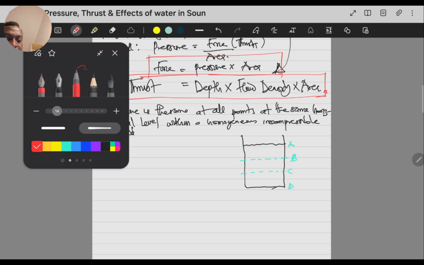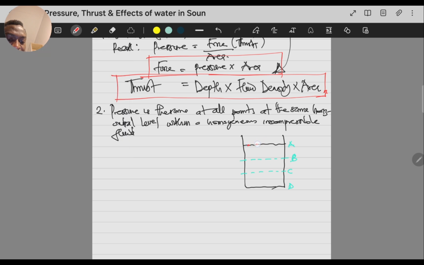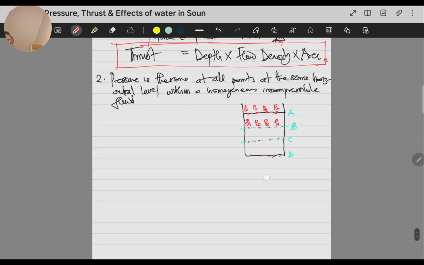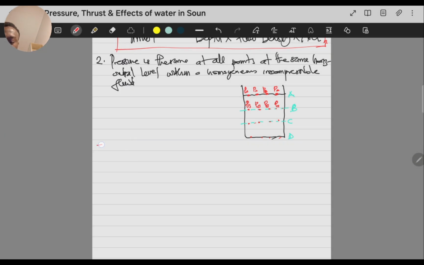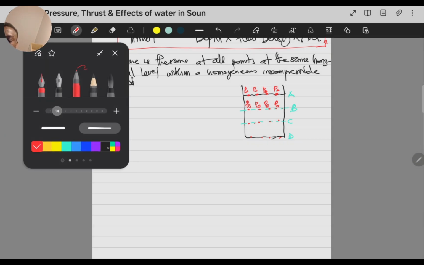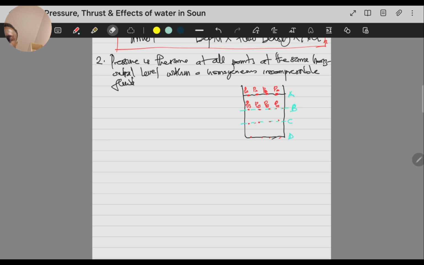What that simply means is, for this level, for example level A, the pressure is the same. So it's going to be PA, PA, PA, PA. For this point, every point is the same. So if the value is PB, it's going to be PB, PB, PB, as long as it's the same horizontal level. Same thing for C, same thing for D.